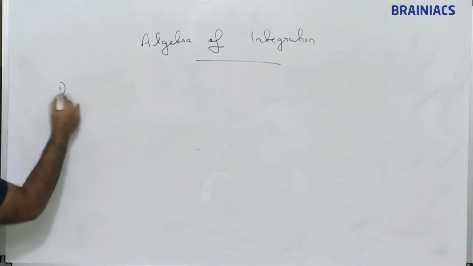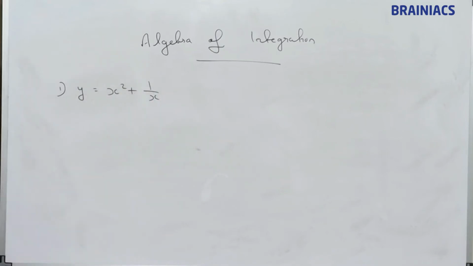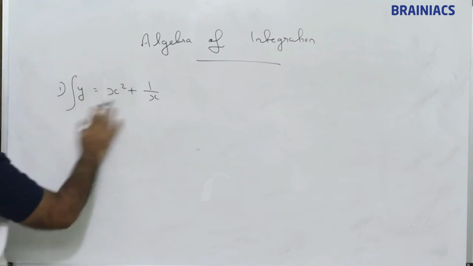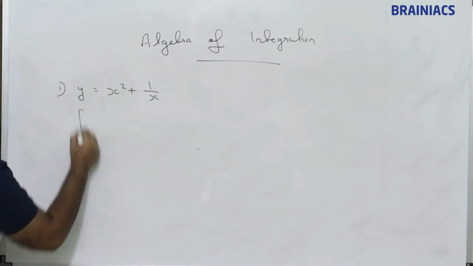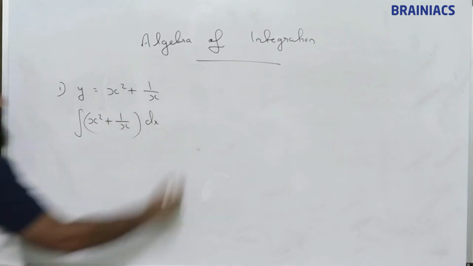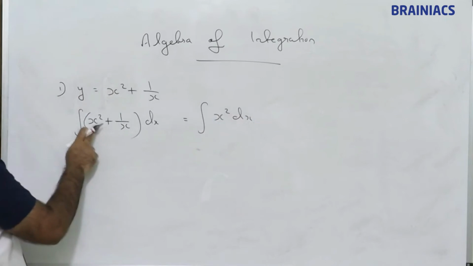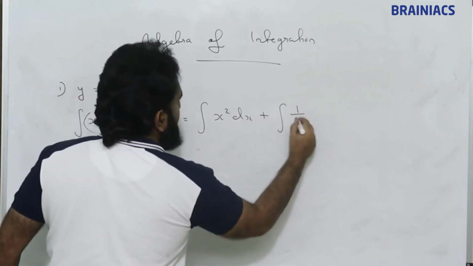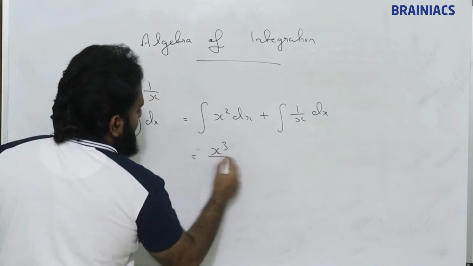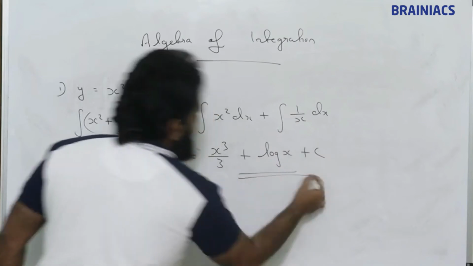Say, for example, y is equal to x square plus 1 by x. So how to integrate this? Integral of y. This is the function. What is integration of x square plus 1 by x dx? How to do this? First we will integrate x square dx, then plus integration of 1 by x dx. Take the integration inside and proceed. So this is nothing but x cube by 3 plus, this is nothing but log x plus c. This is the answer.